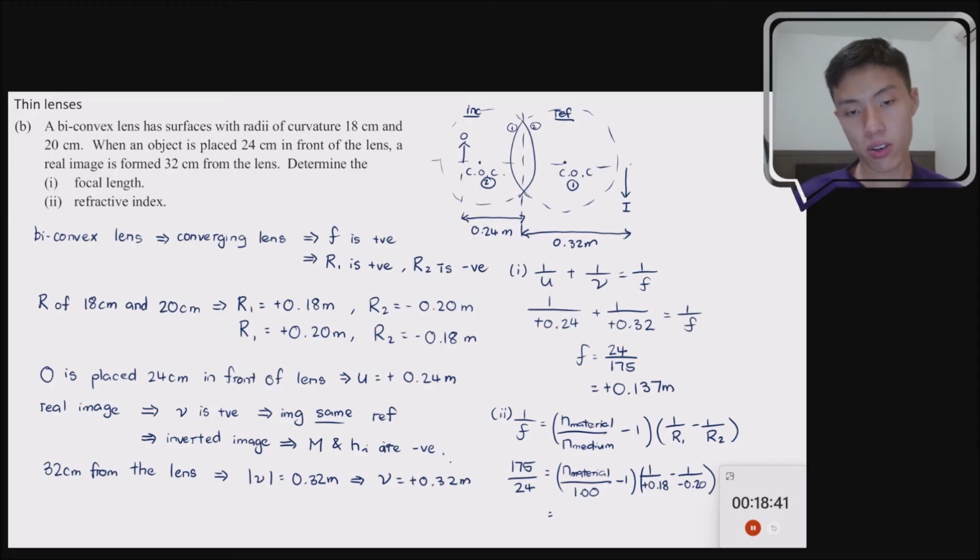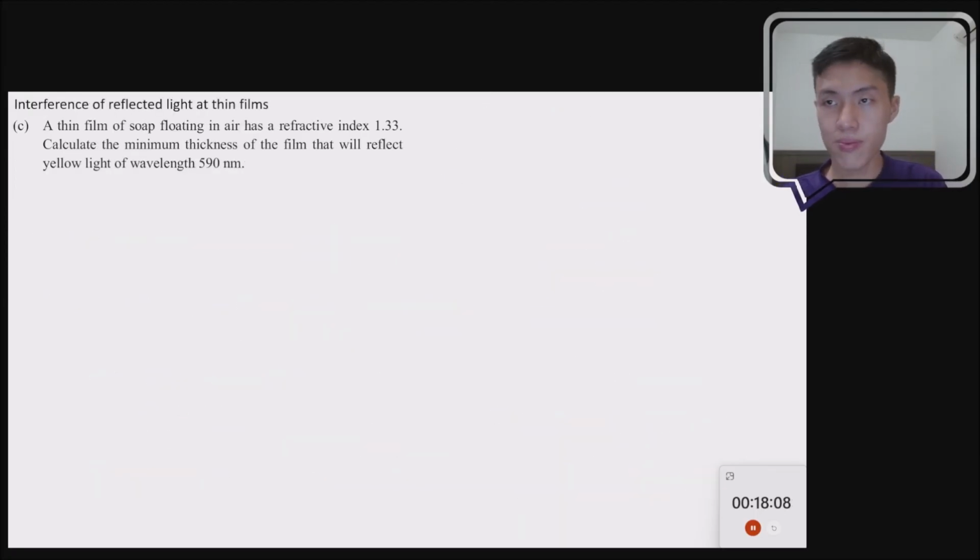So you get n material to be equal to 1.69 for its value. Okay, so let me double check. Okay, seems fine. So this is the refractive index of the lens material, 1.69. Most probably is glass, I think. Okay, next question.